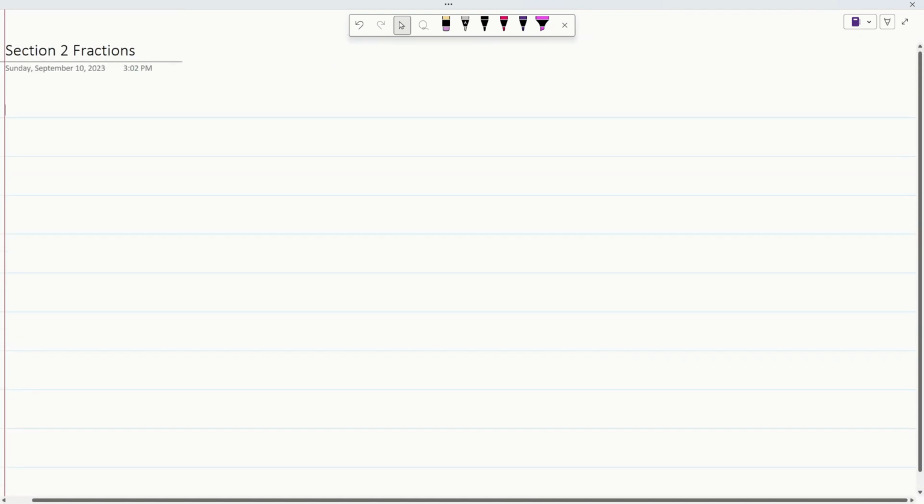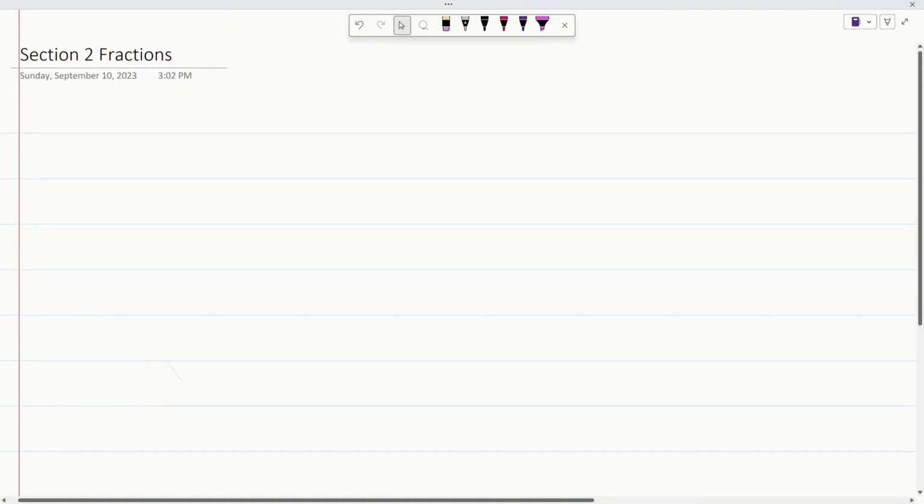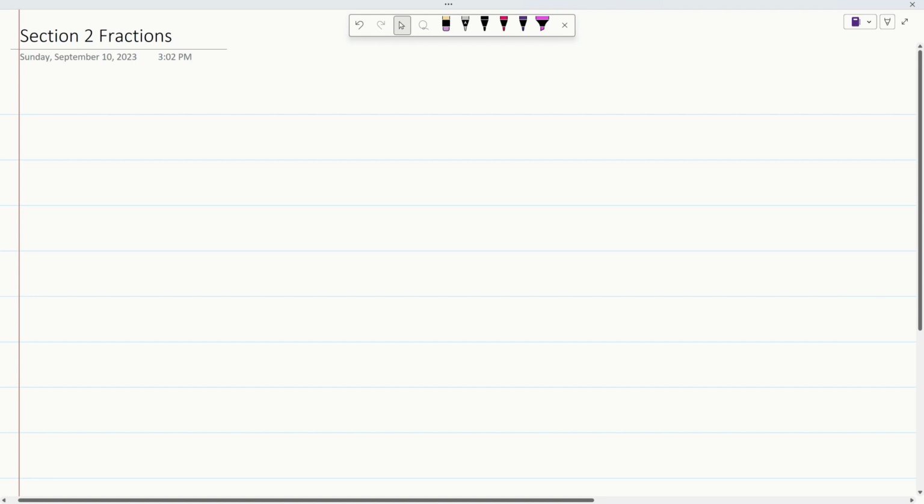In Chapter 2, Section 2, we'll be talking about fractions. And I know how many of us absolutely love fractions. So let's go ahead and remember what they are.